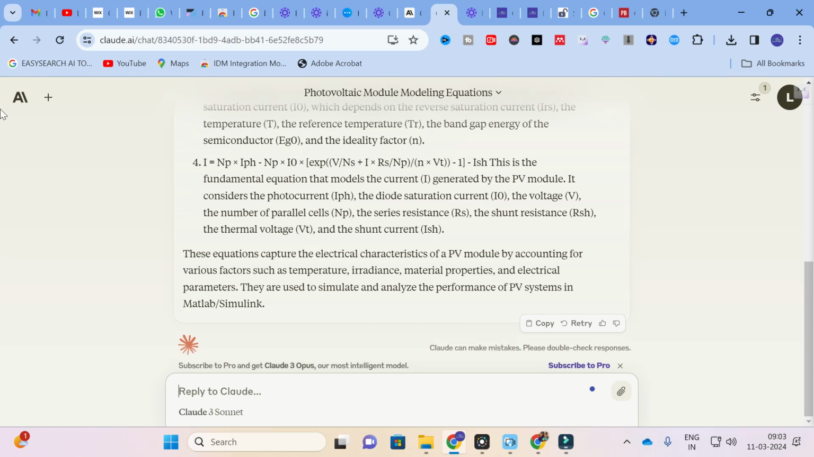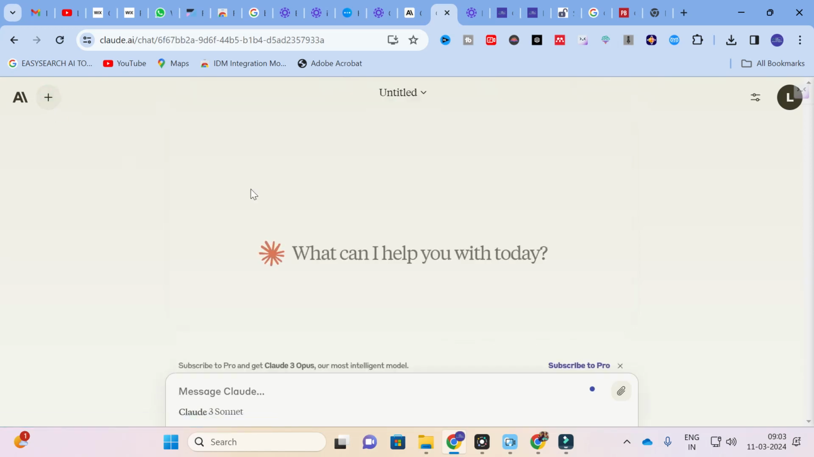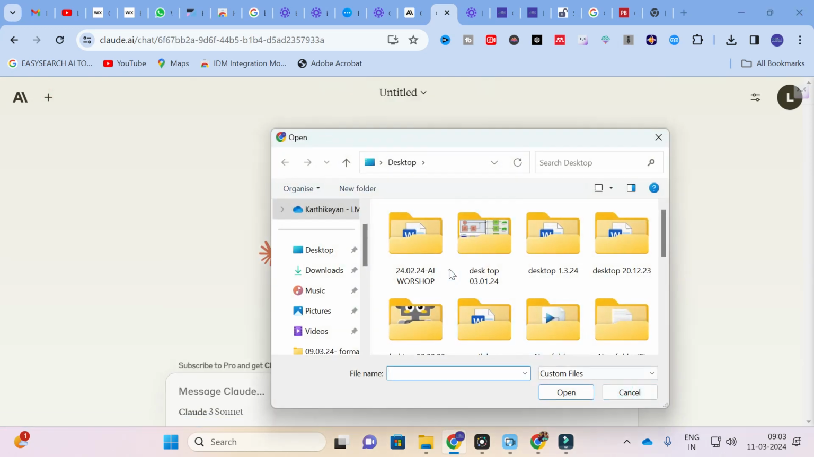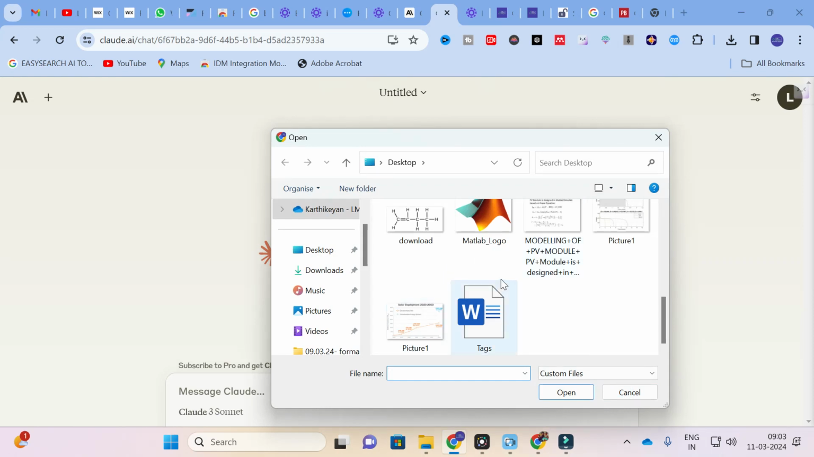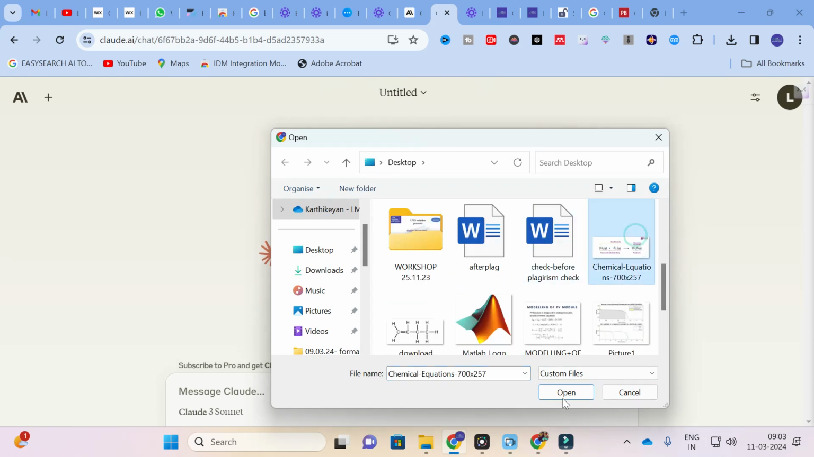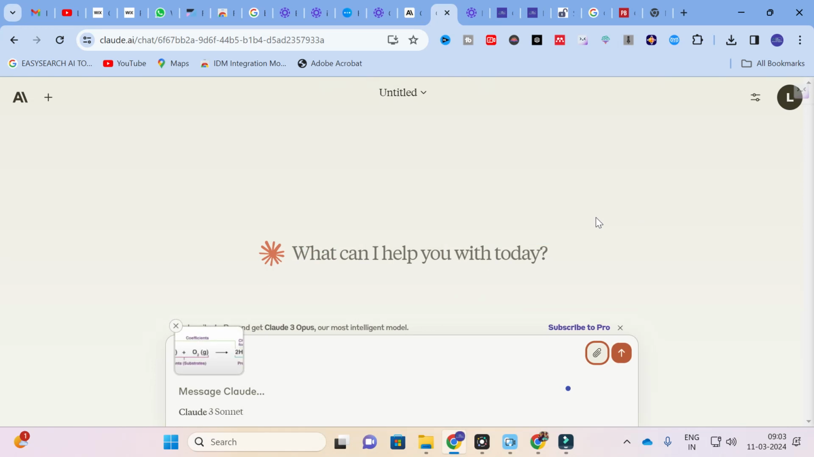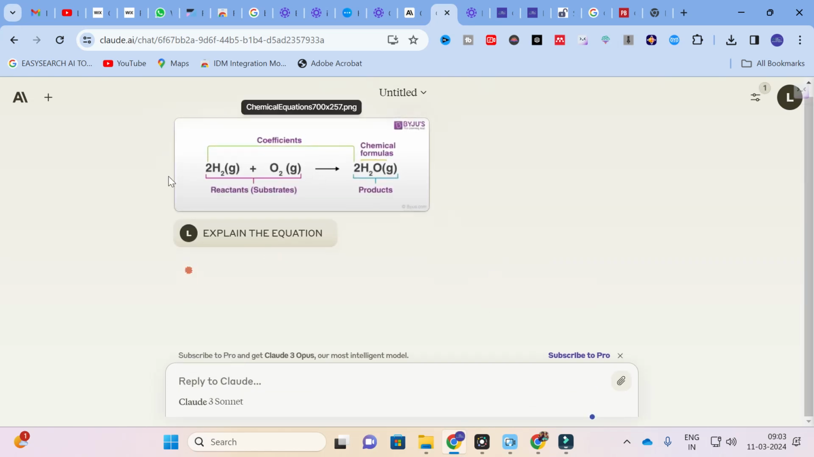So what you can do is upload another set of equations. It's a chemistry equation I am going to upload. I am going to give the same prompt, explain the equation. So this is the equation I have uploaded, so you will get a better understanding.